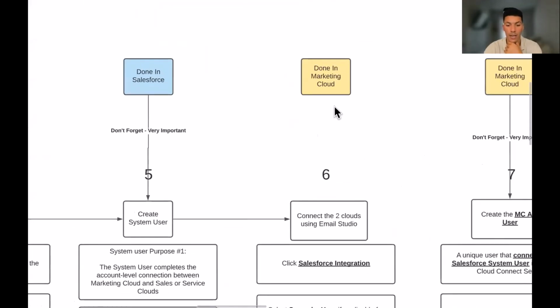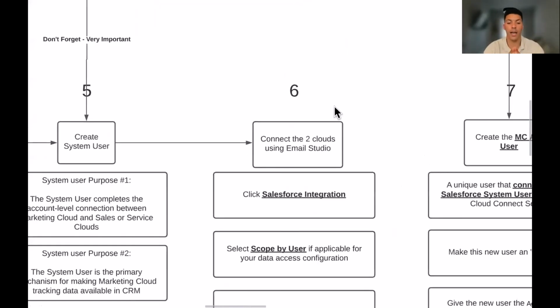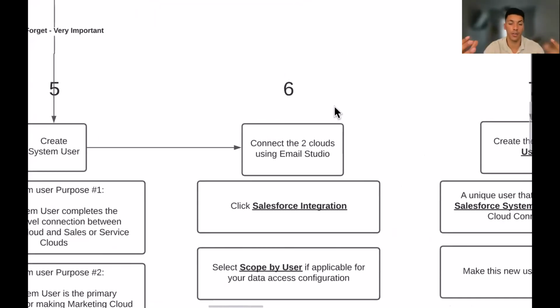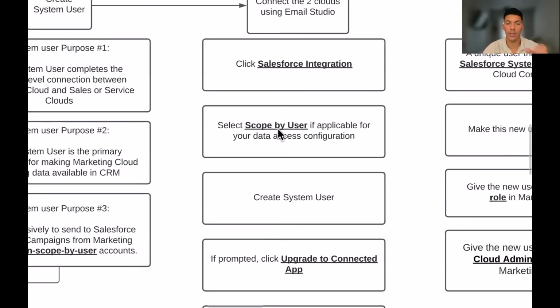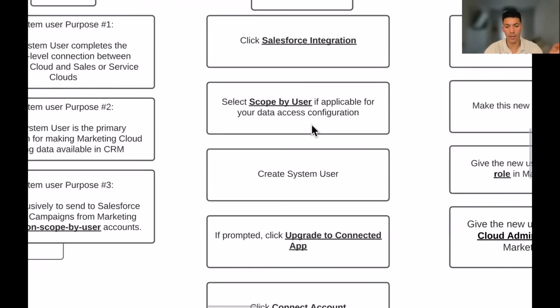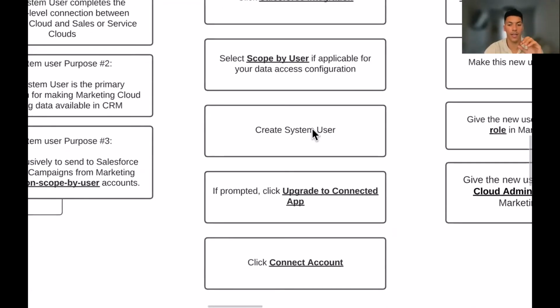Step 6 is done in Marketing Cloud. This is now time for you to actually connect the two clouds in Email Studio. So you're going to go into Email Studio and click Salesforce integration. If you want to do scope by user, you click the checkbox. If not, then you don't. That's all covered in the YouTube tutorials that I've given you a link to. And then you're going to go ahead and create the system user and connect your account to Salesforce.